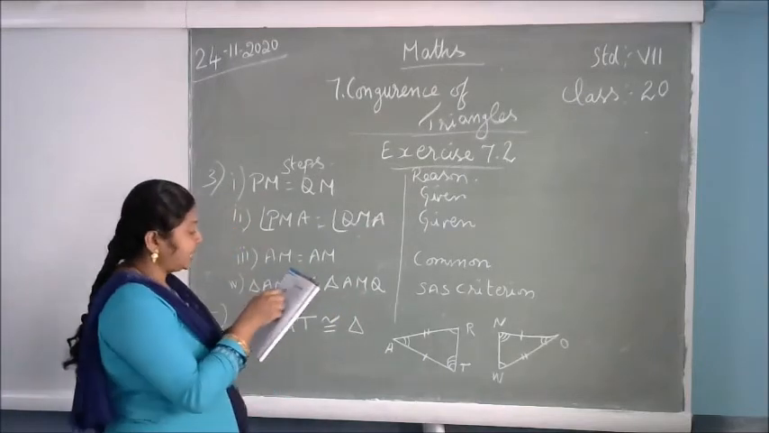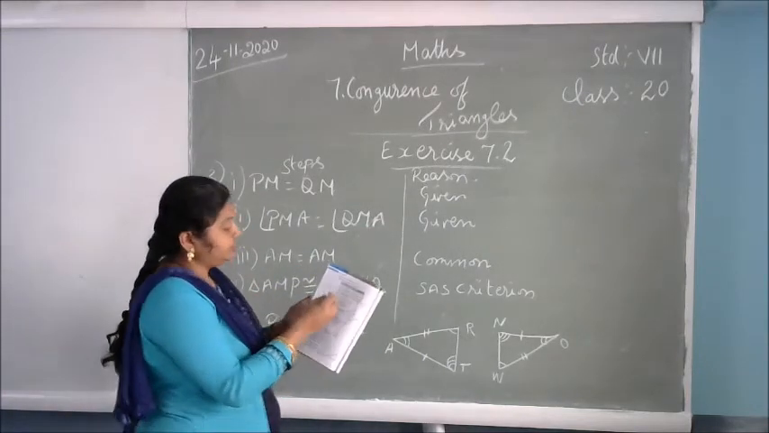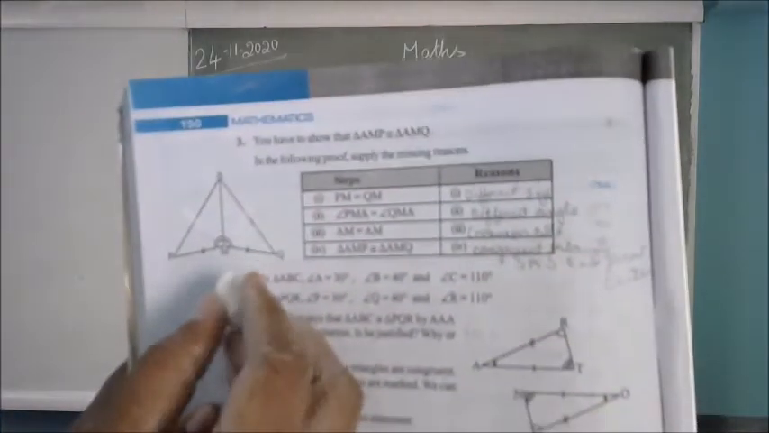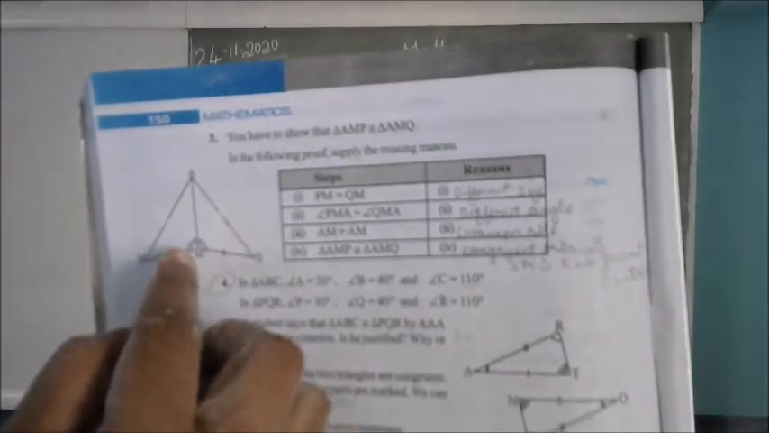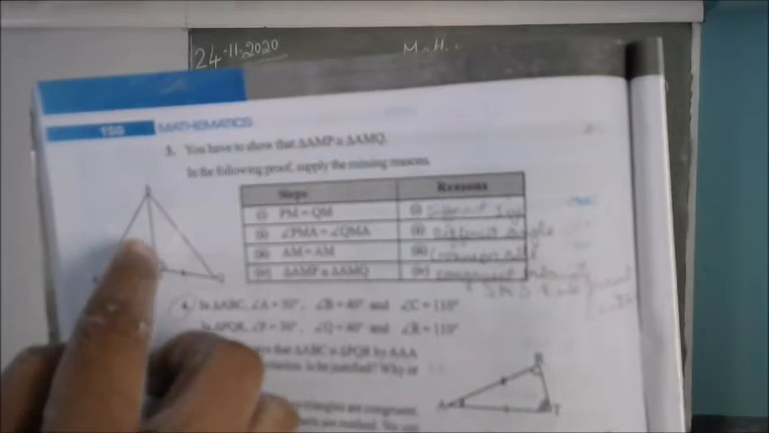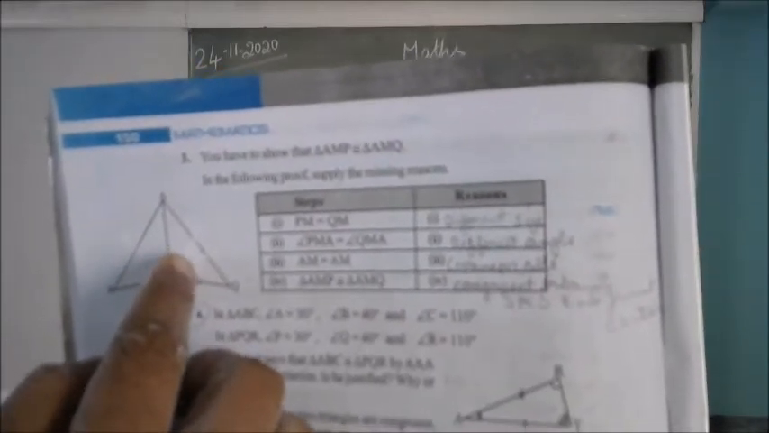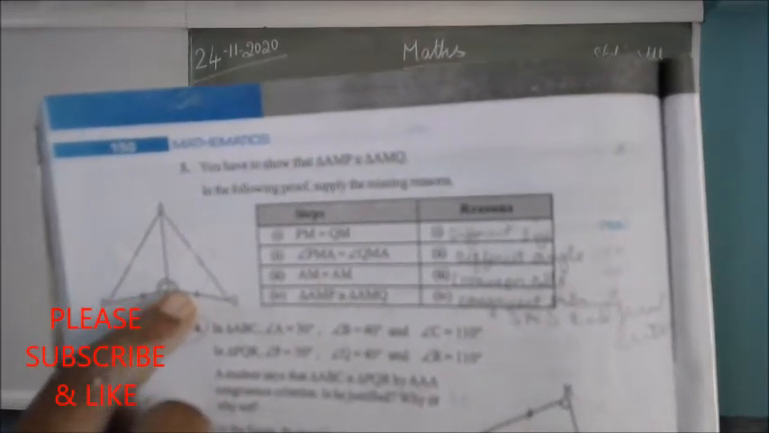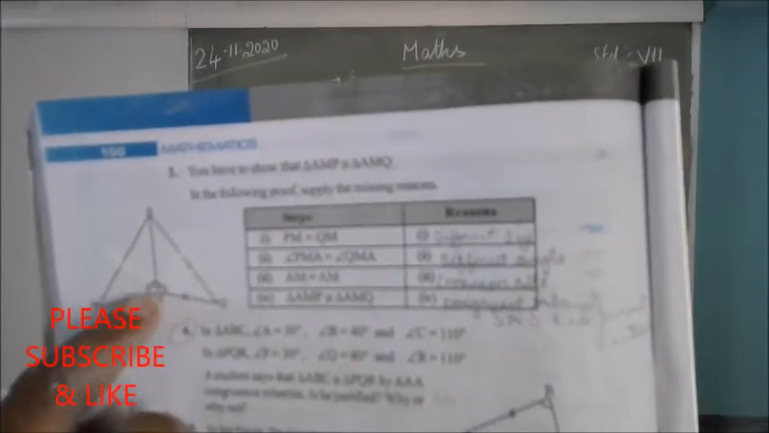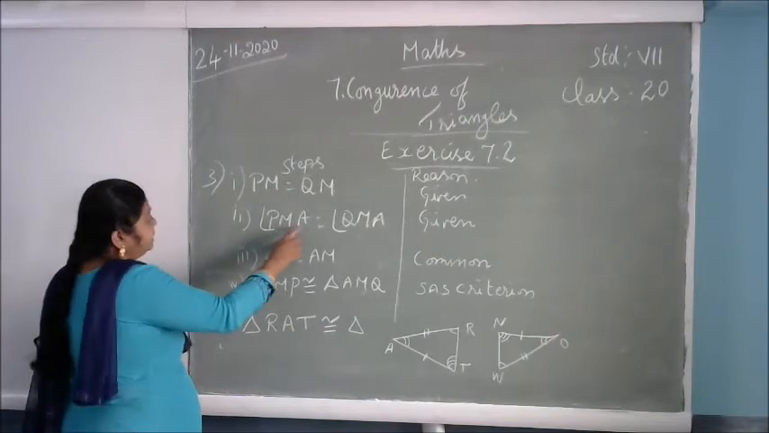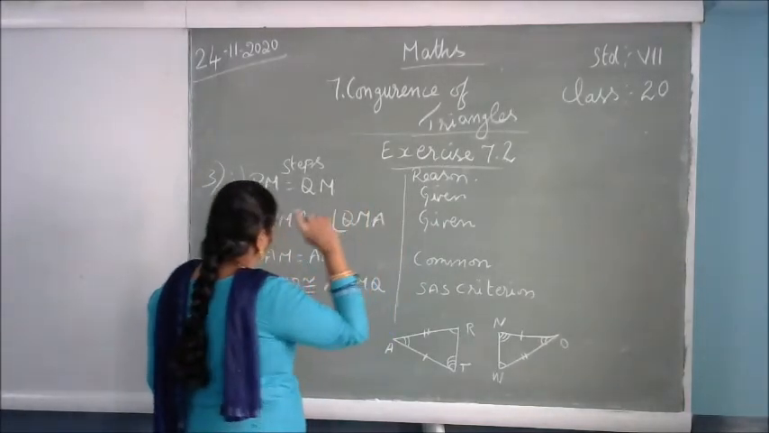Next one, angle PMA. See here, this angle and this angle. If you see the angles, there are also two lines, here also two lines. Suppose this is 100 degree, this also will come 100 degree only. These two angles are also equal. That's why they have given angle PMA is equal to angle QMA, that is already given.